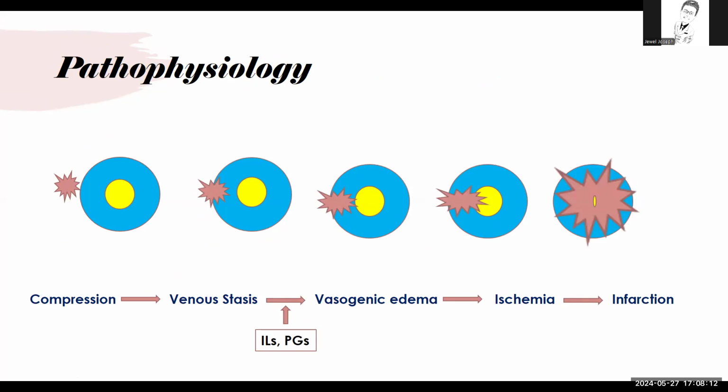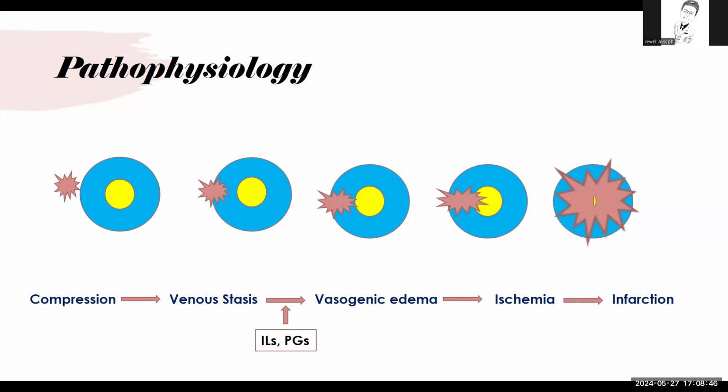So there is a chain of events in this situation. First there will be compression of the spinal cord. The compression will result in venous stasis. Whenever there is stasis, there is edema, right? Along with this edema, there will be increased secretion of interleukins and prostaglandins. The stasis, interleukins, and prostaglandins would all result in a vasogenic edema. Once this edema progresses, it will eventually lead to ischemia and finally infarction. So that is the usual pathophysiology of spinal cord compression.